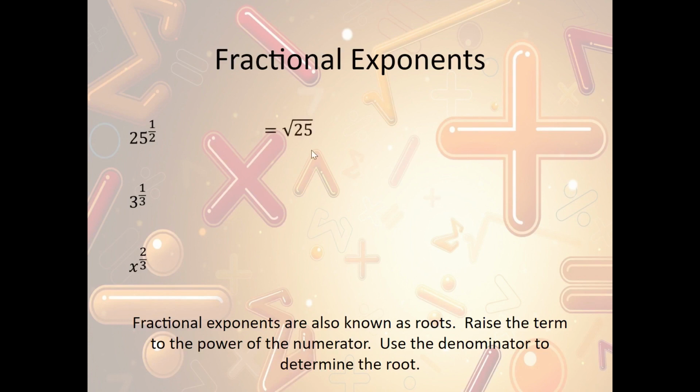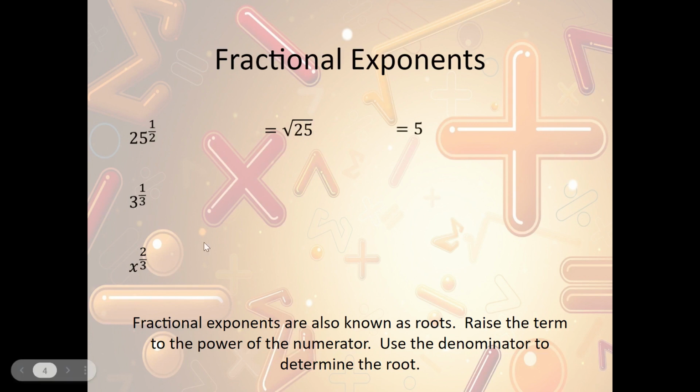So the way that looks is we're going to have 25 to the 1st power, which is just 25. And then we're going to take the square root of that, just like this. So we need to know what number multiplied by itself gets 25. Well, we know that 5 times 5 is 25, so the square root of 25 is 5.